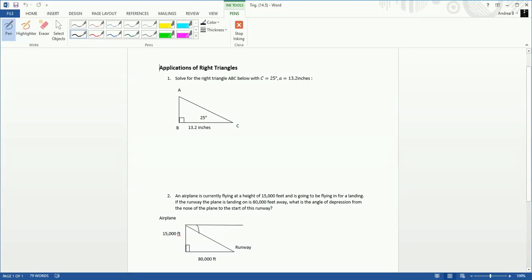Alright, now we have some applications of right triangles dealing with this trigonometry unit. So here, for number 1, solve for the right triangle ABC below, with C being equal to 25 degrees and A being equal to 13.2 inches. So remember, the uppercase letters represent the angles, so that means this angle for C is the 25 degrees.